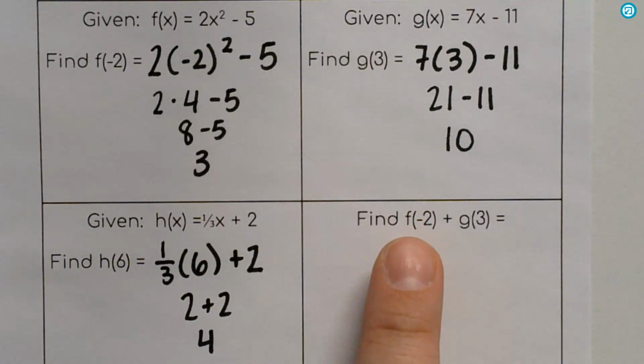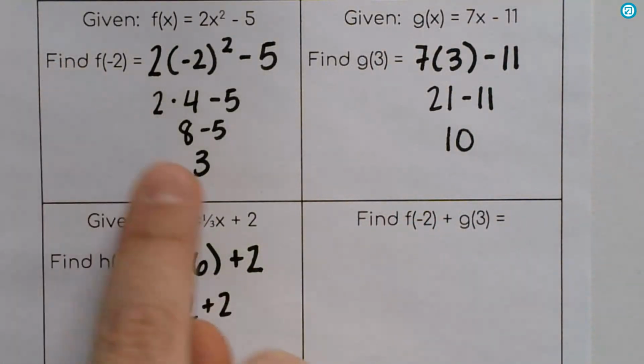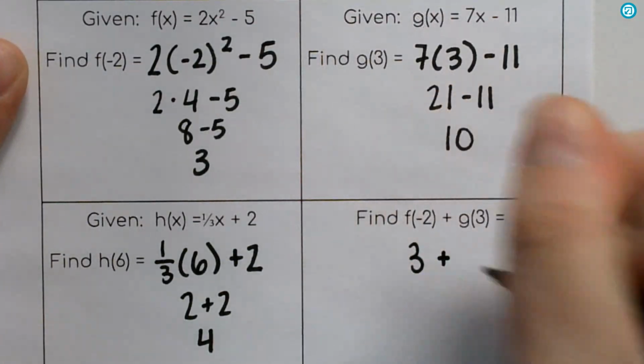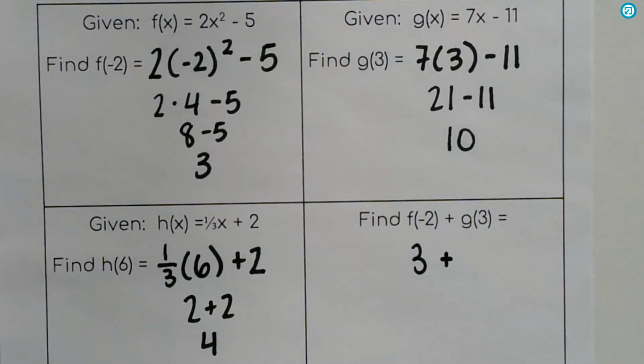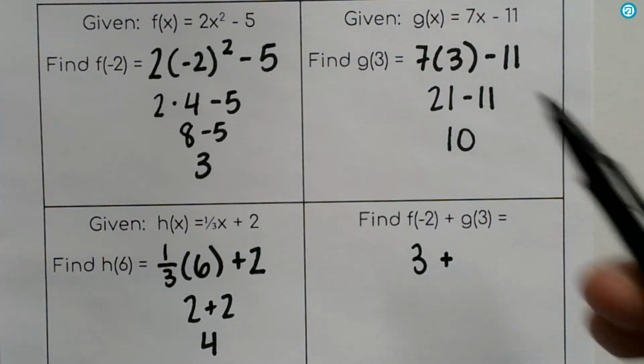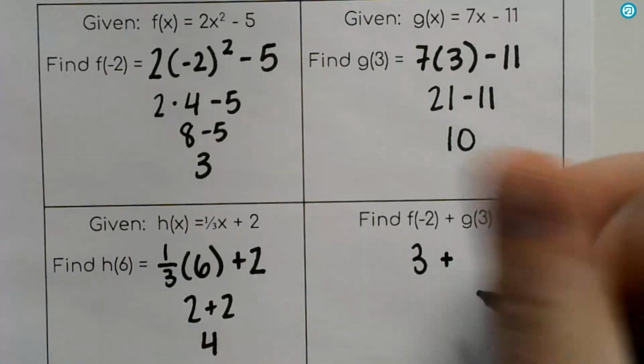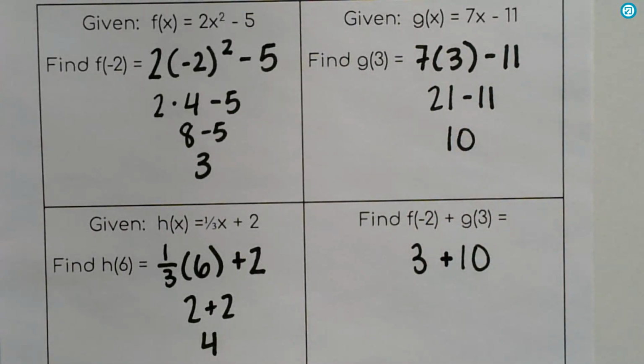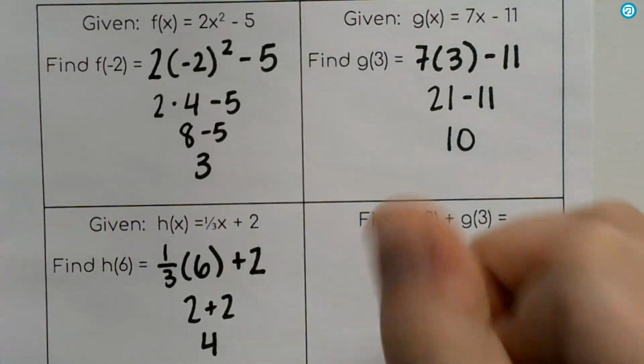You'll find f of -2. So I know that f of -2 is 3. Plus, I want to add that to g of 3. I now know that g of 3 is 10. So we've already done that work of finding f of -2 and finding g of 3. So then literally all we want to do is 3 plus 10, which is 13.